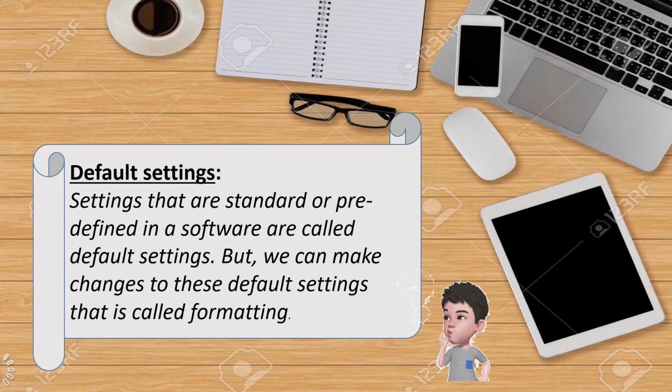You learn some basic formatting features of Word 2013 in class 3. In this chapter, let's explore some other formatting features such as page, column and paragraph formatting. You know what is page formatting? Making changes to the settings of a page is called page formatting. The page layout tab of Word 2013 is used for page formatting.